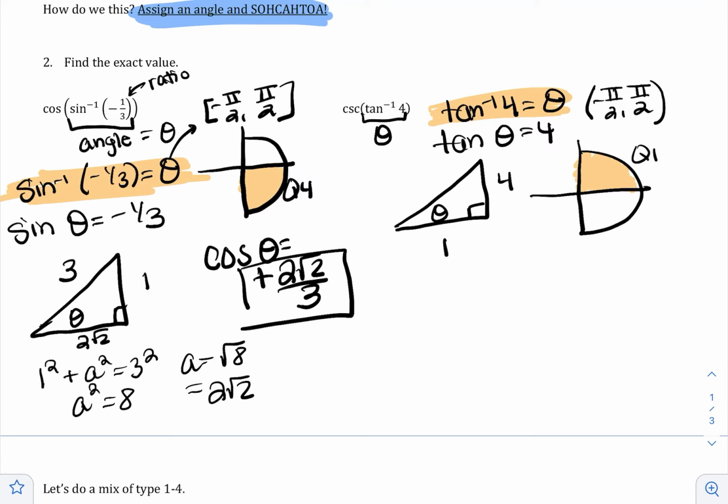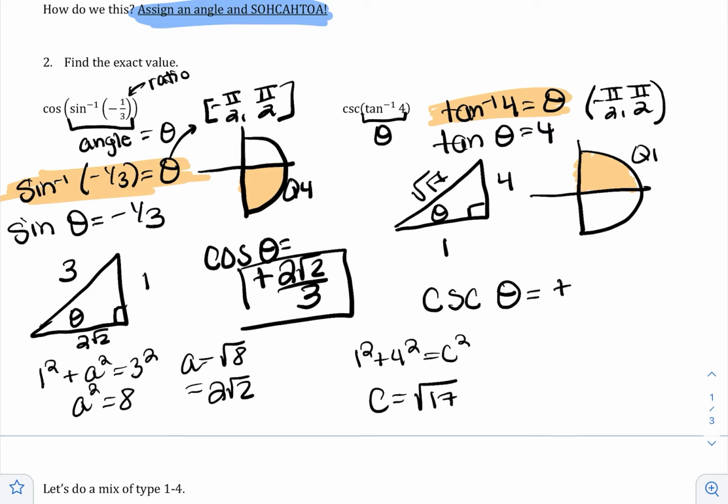So then I look at the outside function again, going back to the original problem. It's cosecant on the outside. So I have the cosecant of theta. And I'm in quadrant 1, so it's positive. Now I need to find the missing side of my triangle, which I haven't done yet. So I have 1 squared plus 4 squared is equal to c squared. That means that c will be the square root of 17. And cosecant is the reciprocal of sine, so it's hypotenuse over opposite. And here's my final answer.